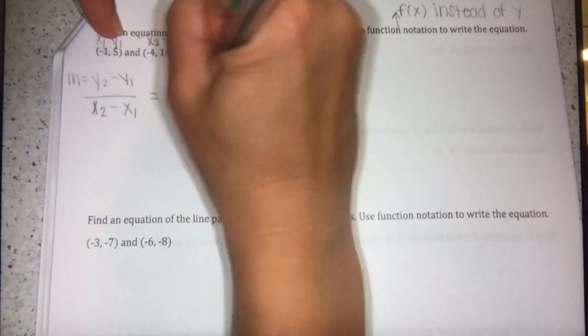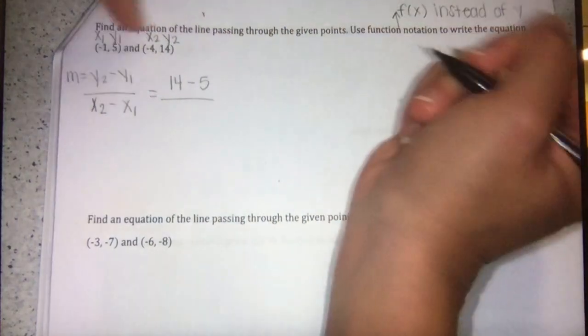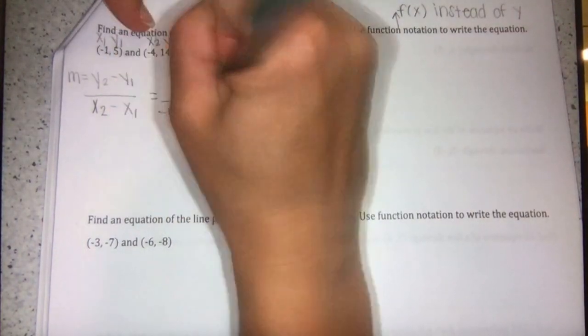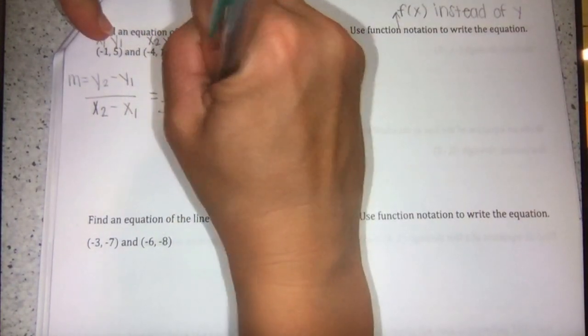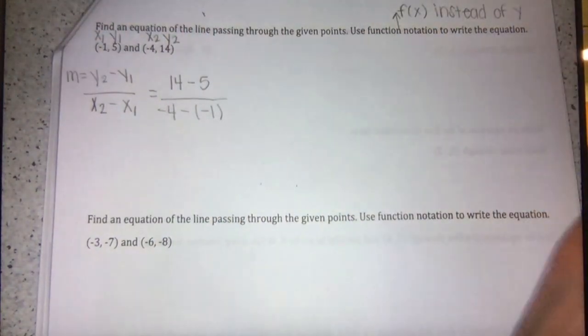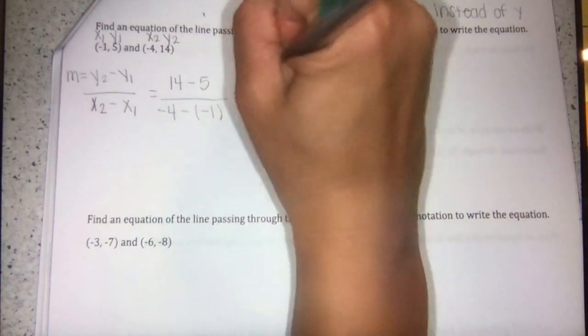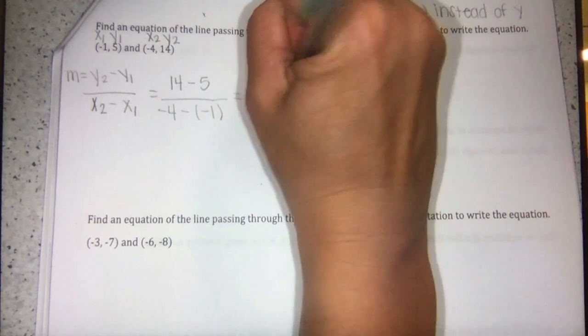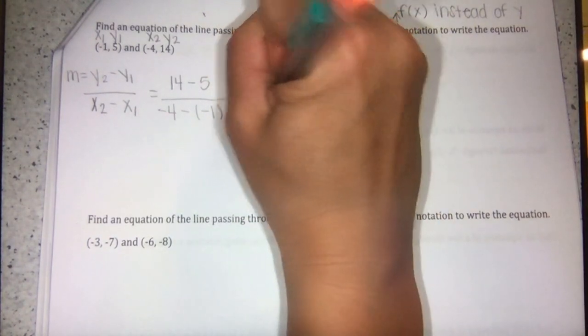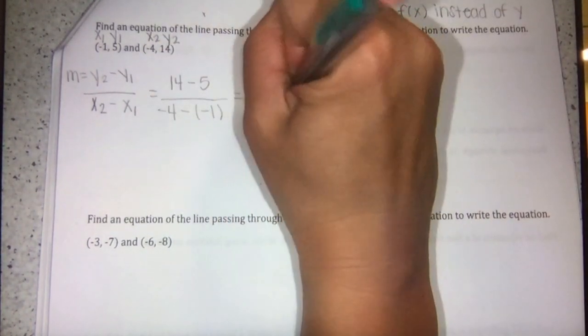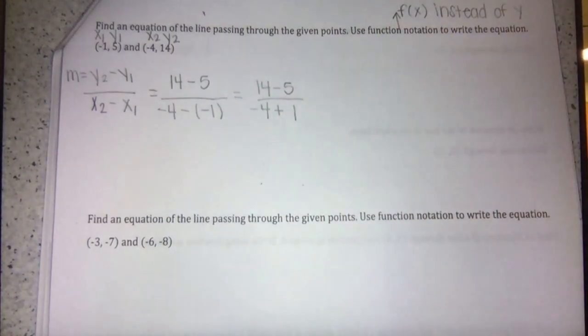So we said y2 was 14 minus y1 was positive 5, all over x2, which is -4, minus x1, which is -1. So up top I have 14 minus 5. On the bottom I have -4. Those two negatives will become a positive, so -4 plus 1.